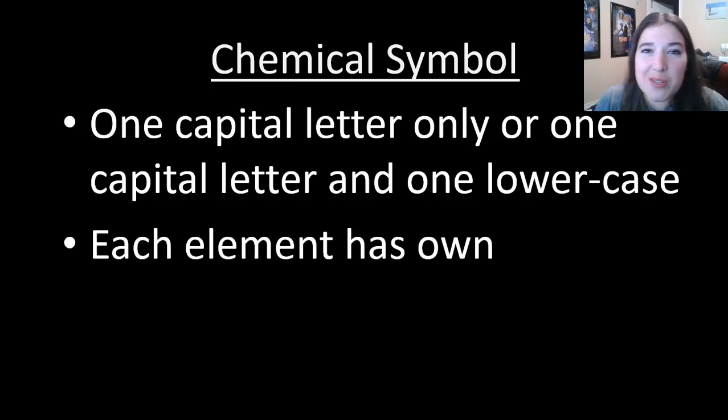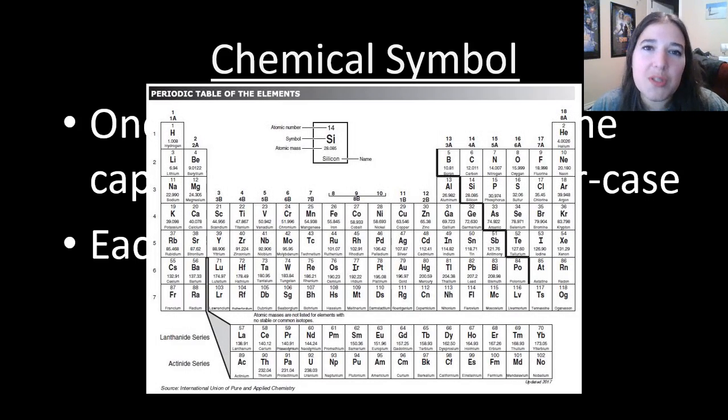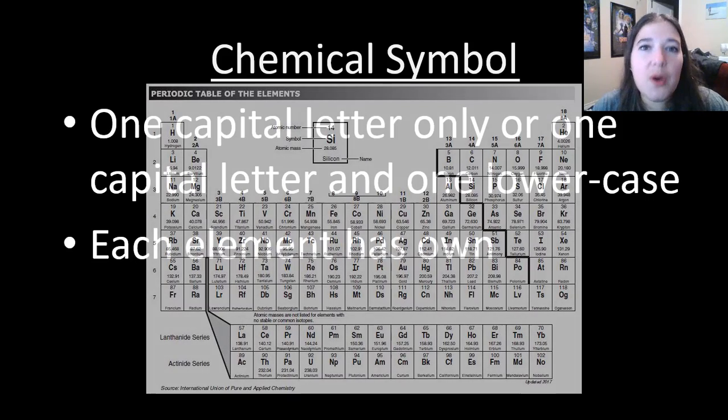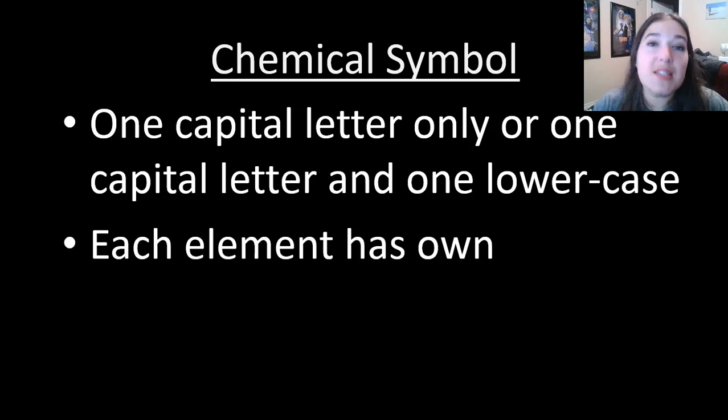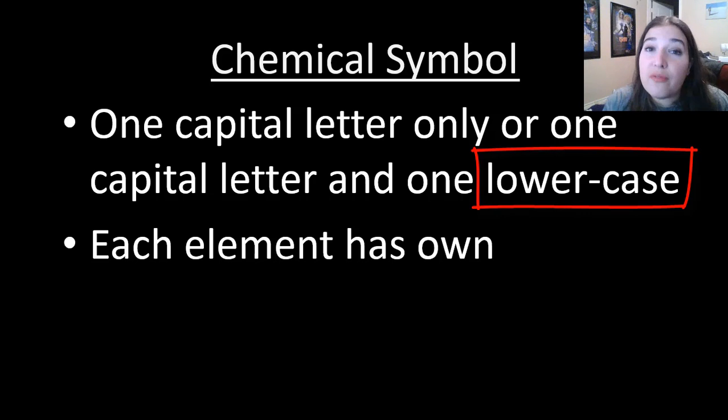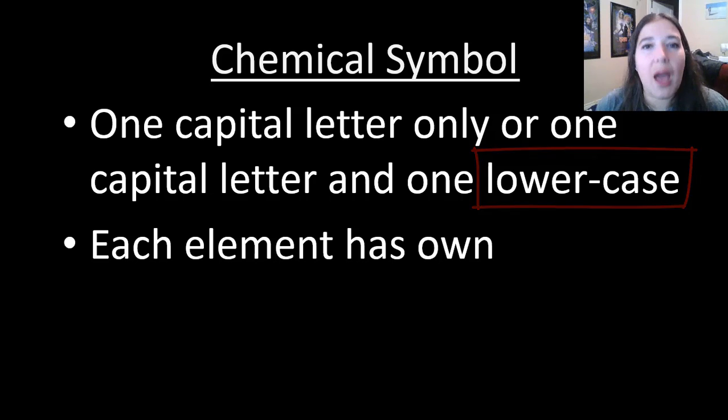Let's go back to chemical symbols. We talked about chemical symbols with the periodic table, and they're all over the periodic table. We talked about how every single element has its own unique chemical symbol, and the chemical symbol is either 1 or 2 letters. The first letter is always capitalized no matter what. The second letter, if there is a second letter, is always lowercase. It's very, very important that you capitalize and lowercase correctly.